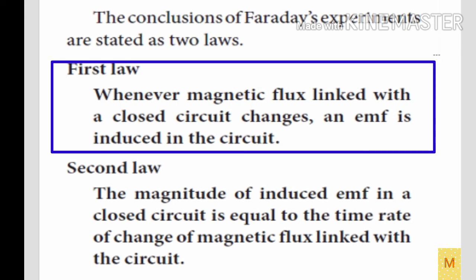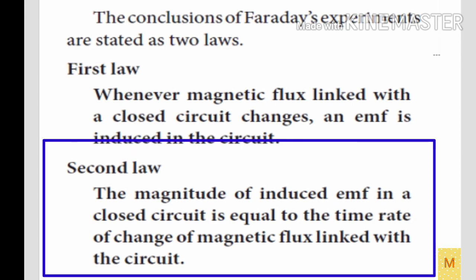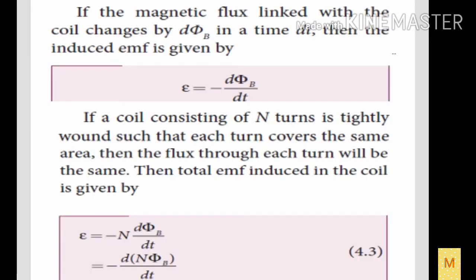According to the first law, whenever the magnetic flux linked with a closed circuit changes, an EMF is induced in the circuit. According to the second law, the magnitude of the induced EMF in the closed circuit is equal to the rate of change of magnetic flux linked with the circuit. The equations for Faraday's first law and second law can be written as follows.